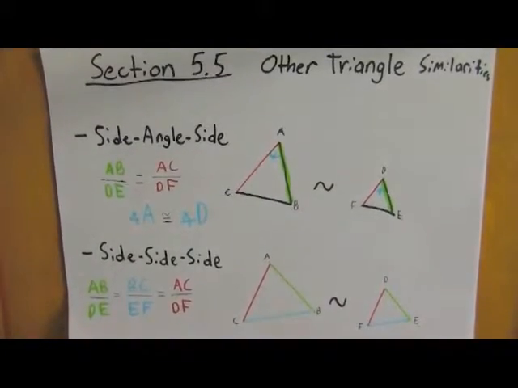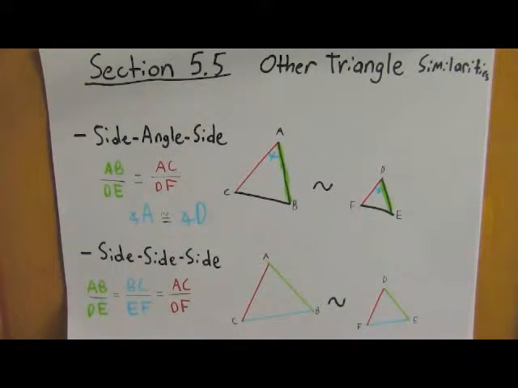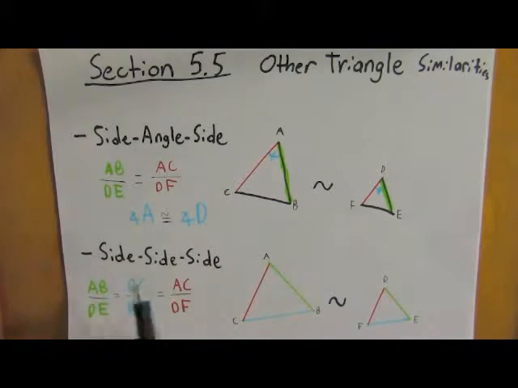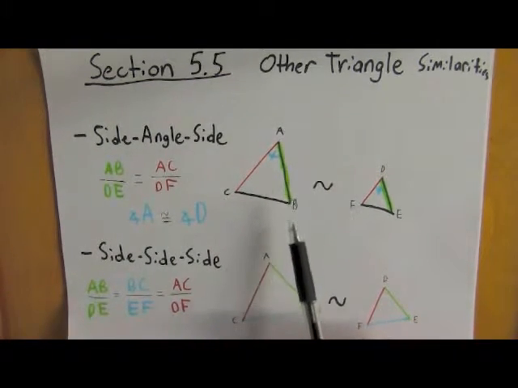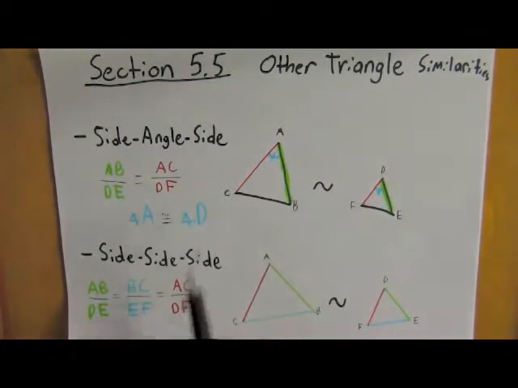Now these other triangle similarities are two theorems that state whether two triangles are similar. The first being side angle side. This theorem states that when two triangles have corresponding angles that are congruent and corresponding sides with identical ratios, the triangles are then similar. For example, in this triangle, angle A would correspond with angle D, and these two angles would be congruent. And these two pairs of sides would have to have equal ratios. For instance, AB over DE would have to be equal to AC over DF. Then these two triangles would be similar.